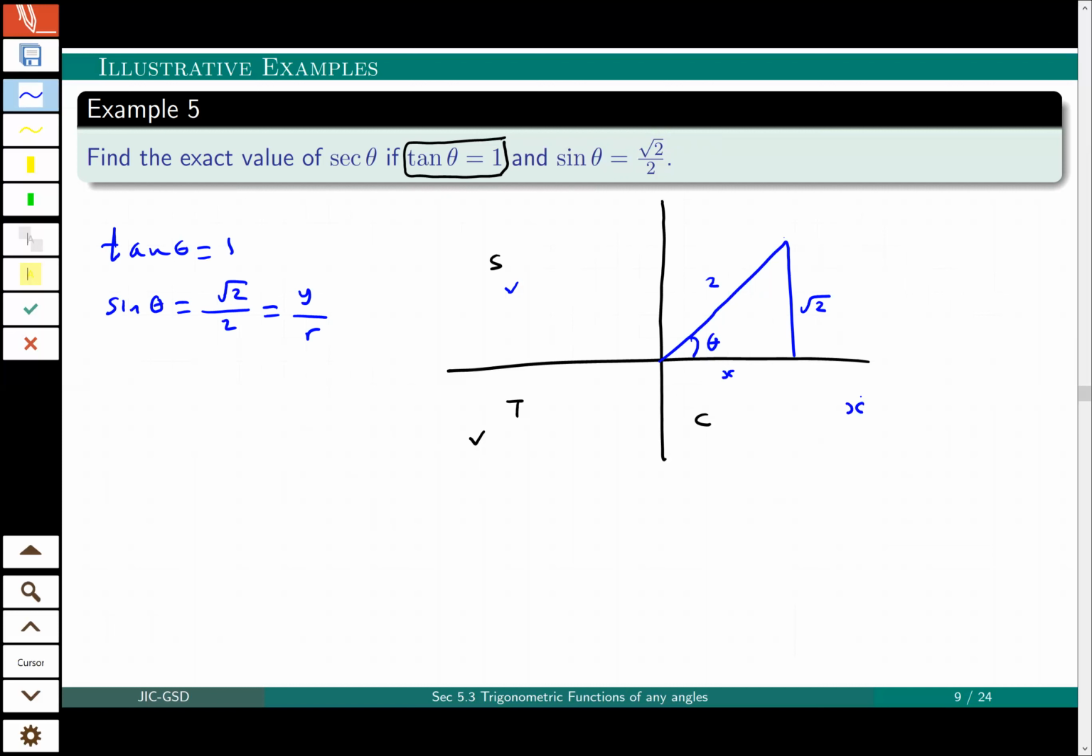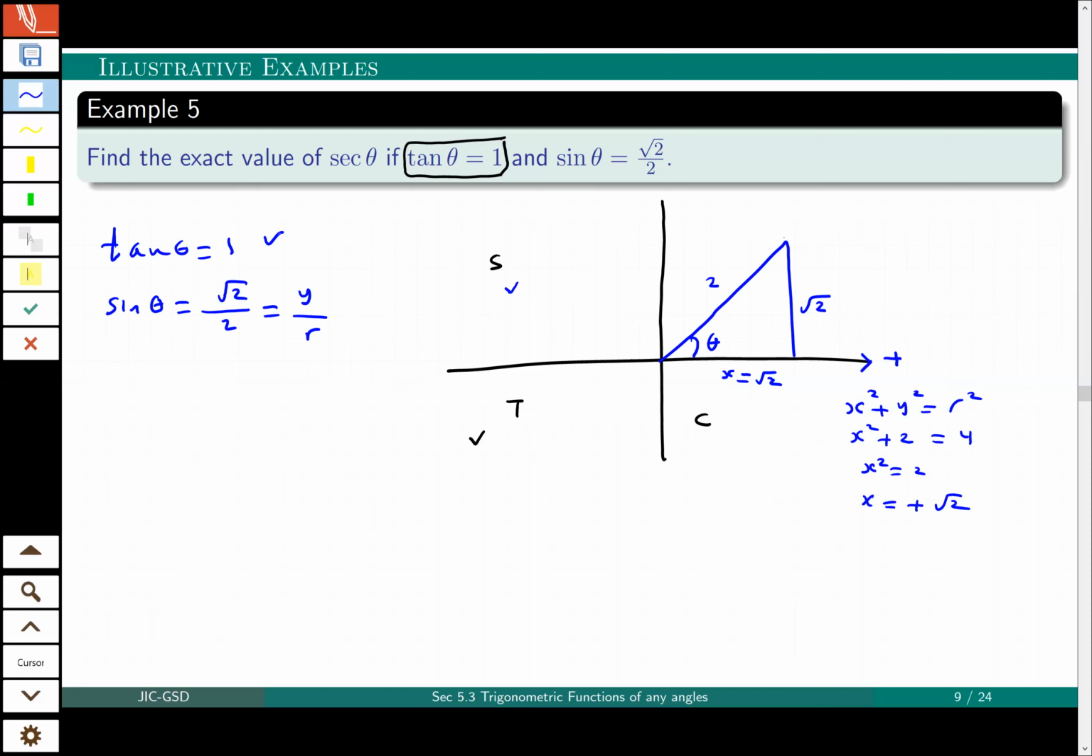Again, Pythagorean theorem will say x squared plus y squared equal to r squared. This means x squared plus 2, y squared is 2, and r squared is 4, so we have x squared equal to 2, x equal to plus root 2. Why do we say plus root 2? Because in quadrant number 1, x is positive. So that must be root 2. Of course, that coincides with this one, because tan is y over x and root 2 over root 2 is 1.